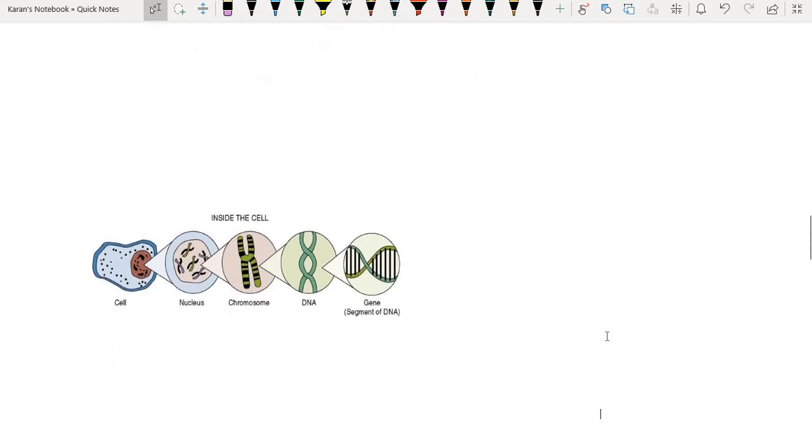Okay, so here is the generalization. You can see there is a cell. Inside the cell there is a nucleus. Inside the nucleus there is a chromosome. This chromosome consists of DNA, and this DNA is having a gene, which is actually the segment of DNA. So this is how the genetic information is being studied.